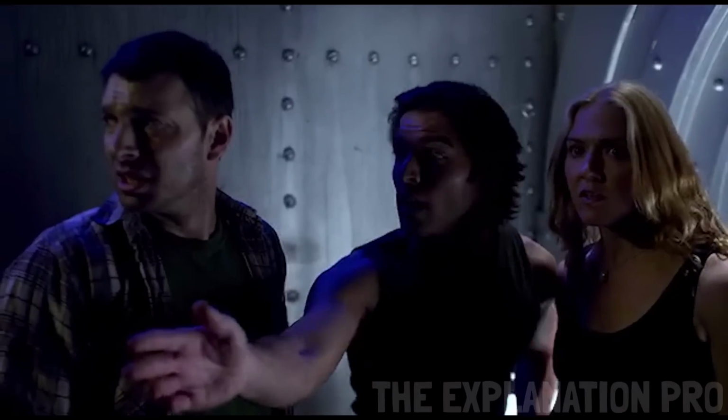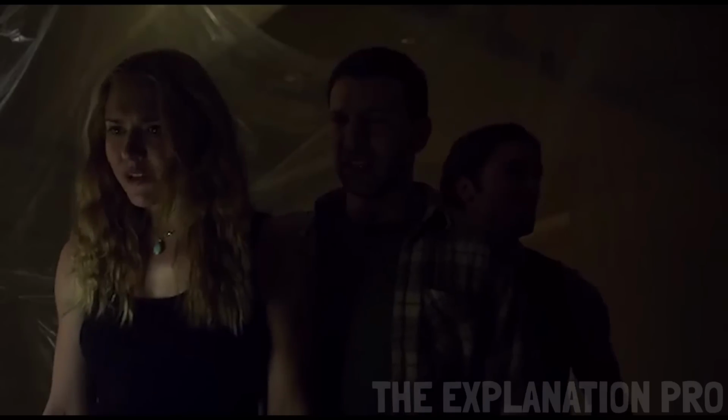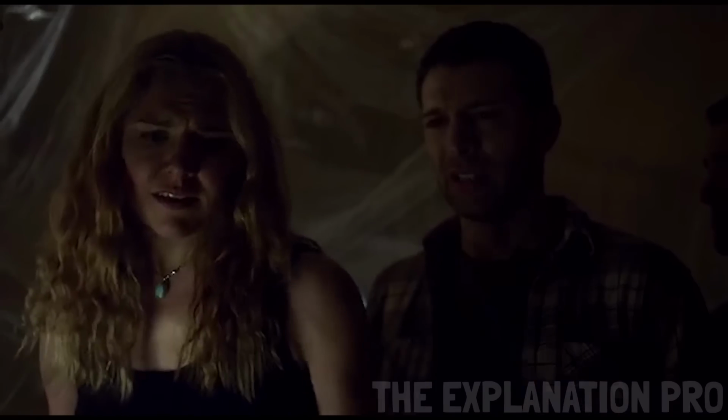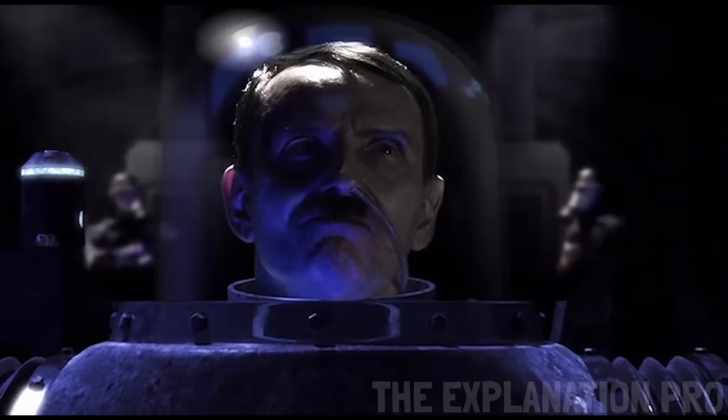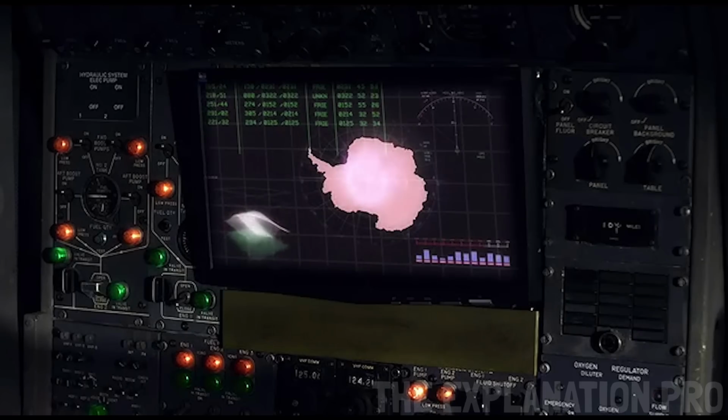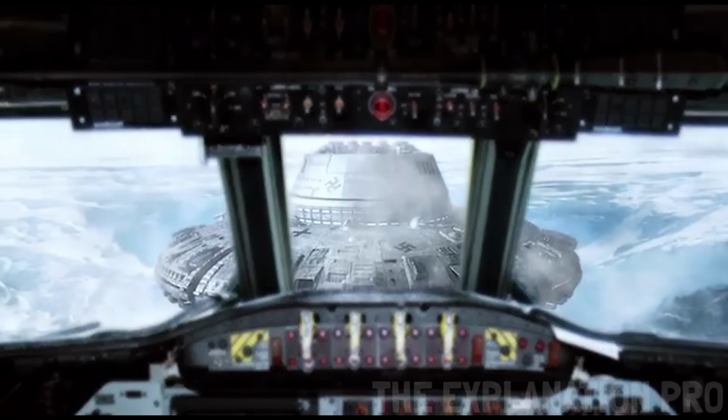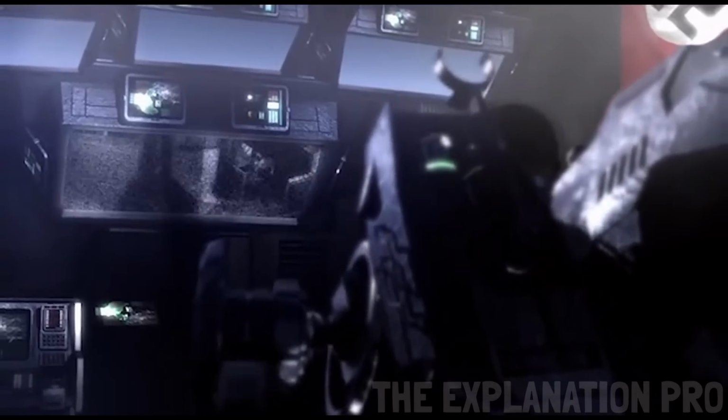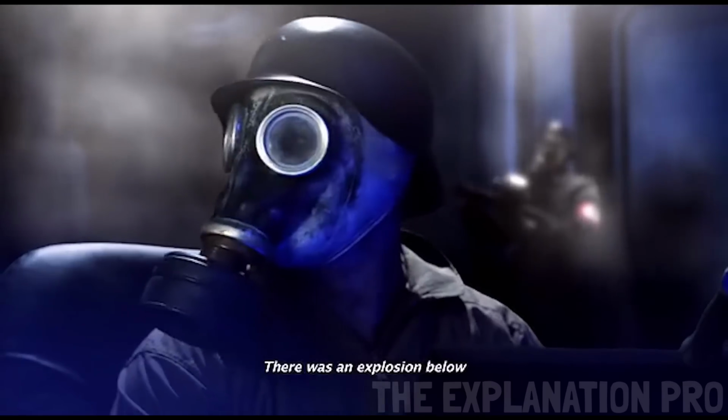The three head for the room where Mark is in hopes of bringing him along with them. Mark, however, begs them to kill him and Paige euthanizes him. They then leave to find a way to escape. Meanwhile, Robot Hitler instructed his men to destroy a nearby military plane before setting course to America. He is then informed that the three had escaped and caused an explosion downstairs.